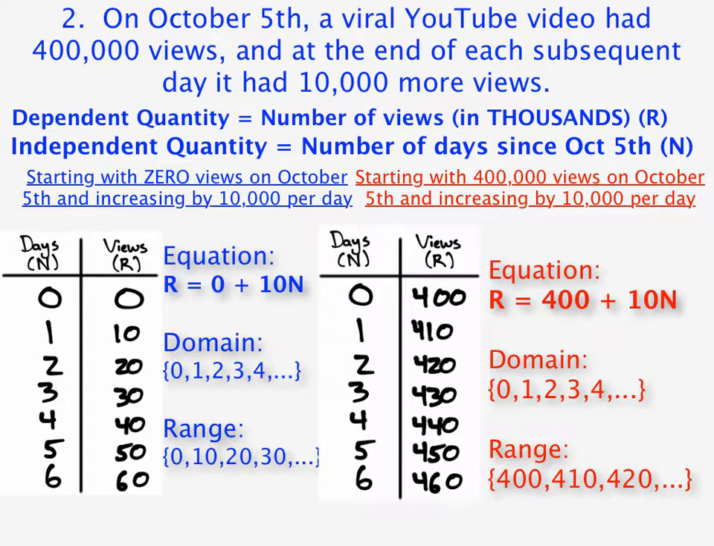Again, I want us to be rock solid on coming up with these equations for any given scenario. We randomly chose 400,000 views to begin with. We randomly chose 10,000 more views per day. I want to give you 2 more examples and see if you can come up with these equations on your own. Remember, I always suggest making a table of values first.